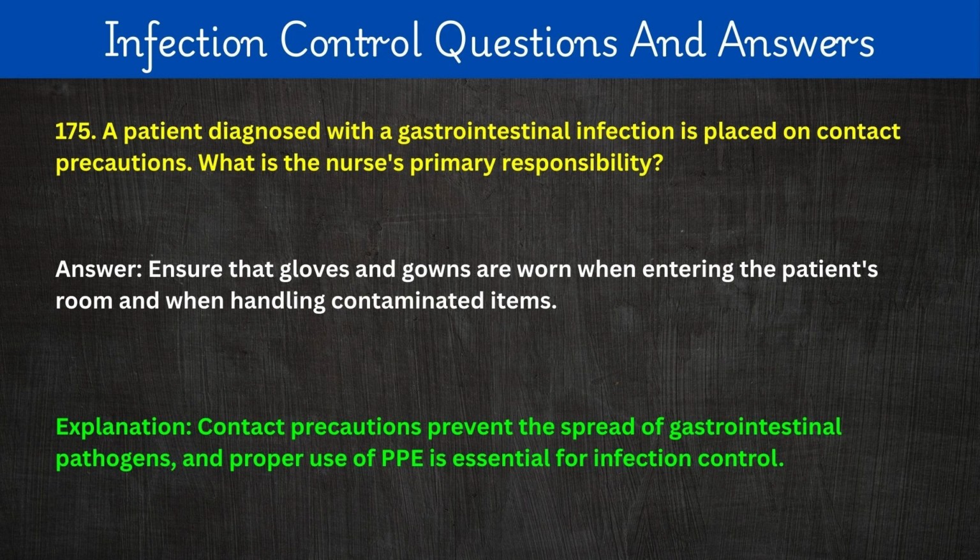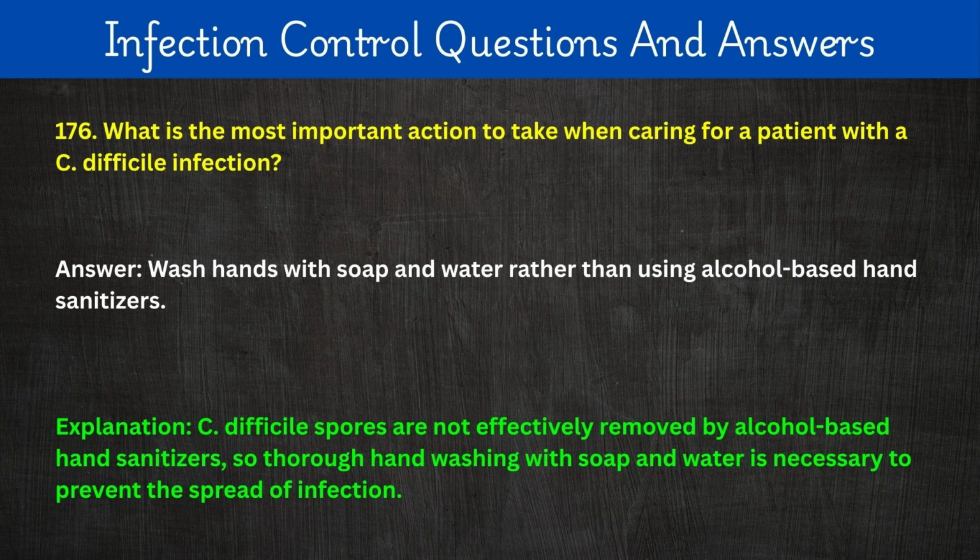175. A patient diagnosed with a gastrointestinal infection is placed on contact precautions. What is the nurse's primary responsibility? Answer. Ensure that gloves and gowns are worn when entering the patient's room and when handling contaminated items. Explanation. Contact precautions prevent the spread of gastrointestinal pathogens, and proper use of PPE is essential for infection control.